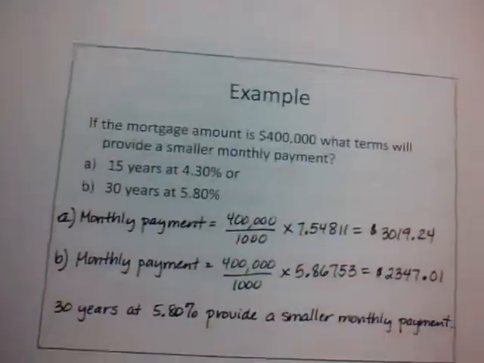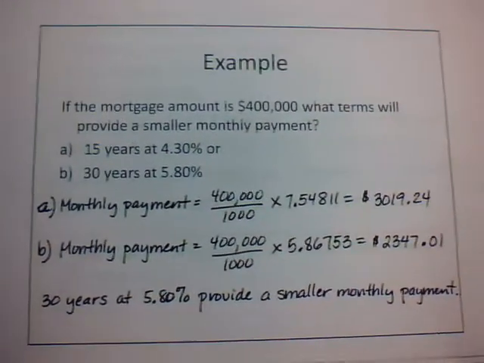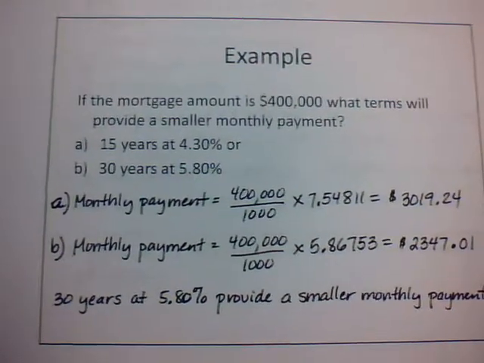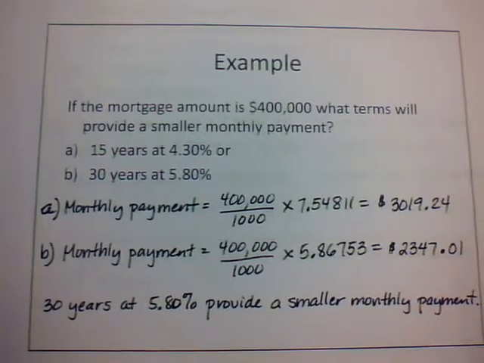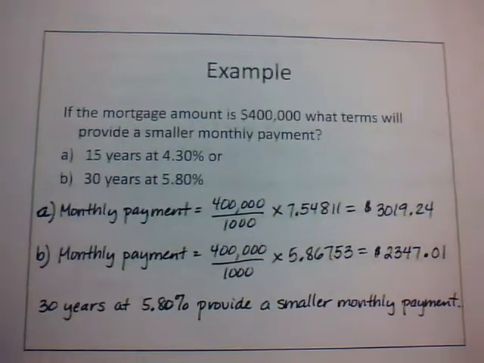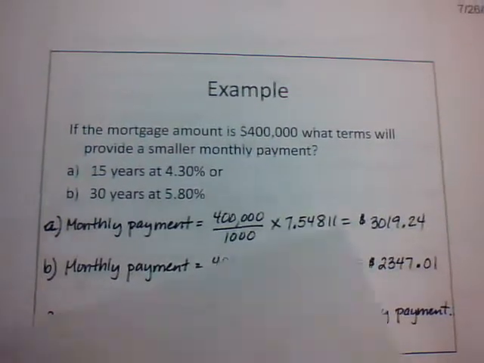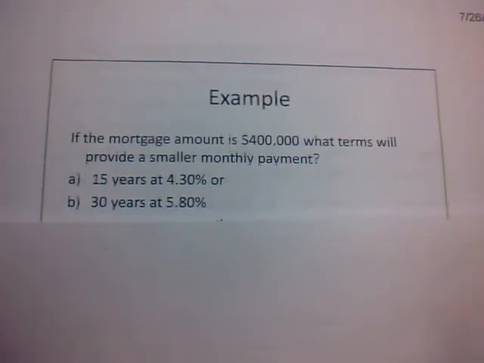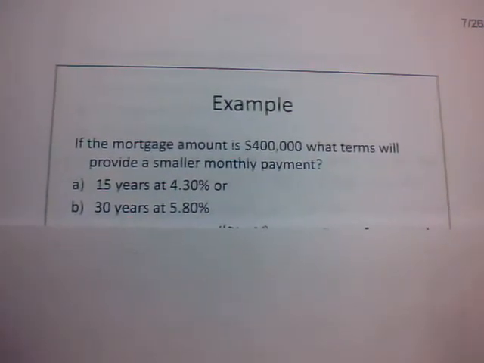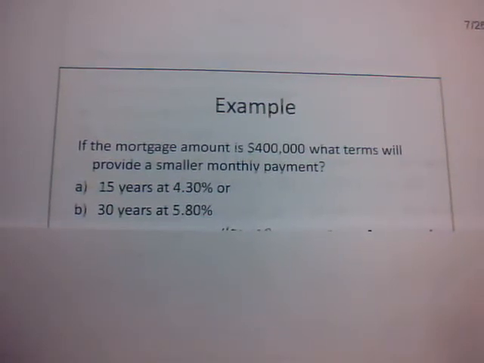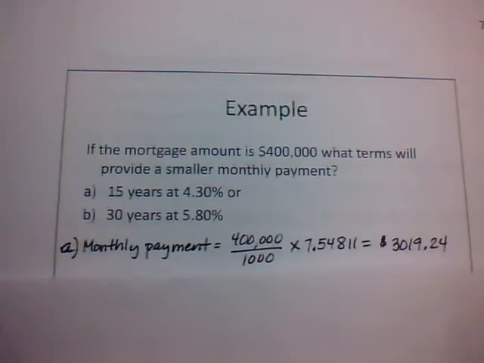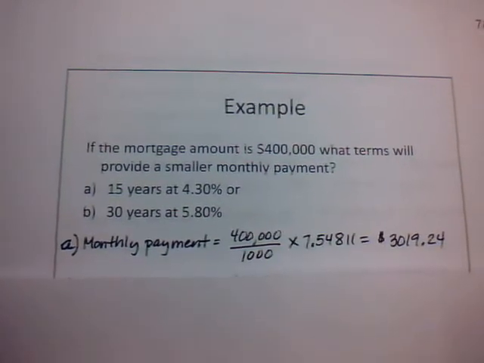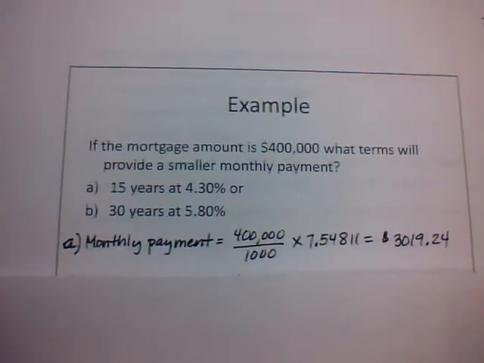Okay, now here we're going to compare two different mortgages or terms. If the mortgage amount is $400,000, what terms will provide a smaller monthly payment? A 15-year mortgage at 4.30% or a 30-year mortgage at 5.80%. Okay, let's look at part A and find out what that monthly payment is.